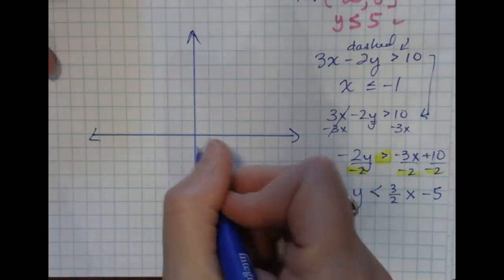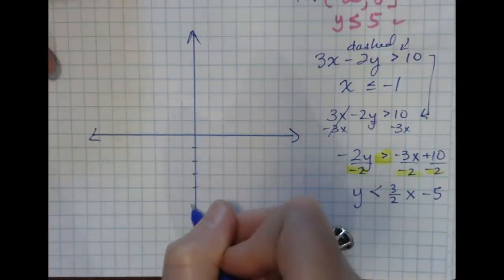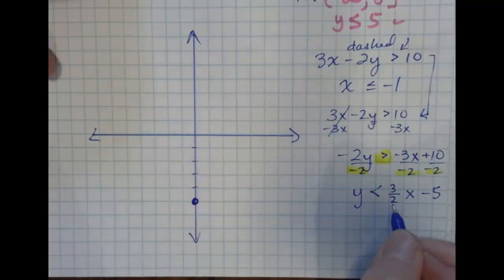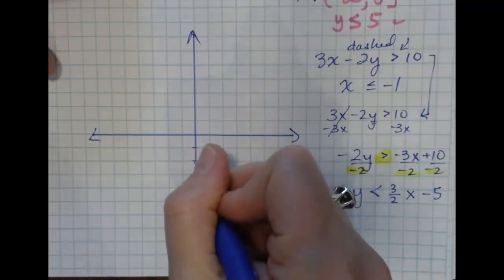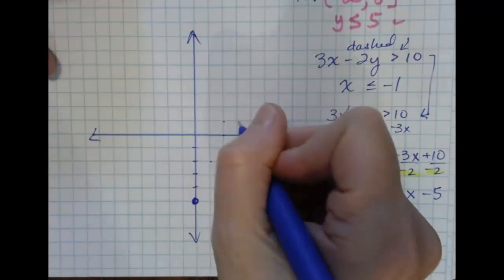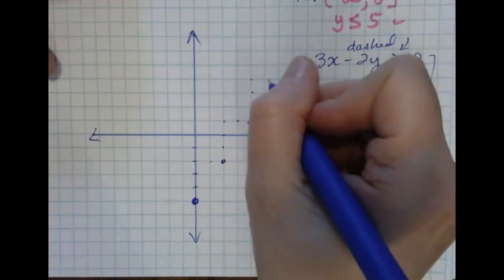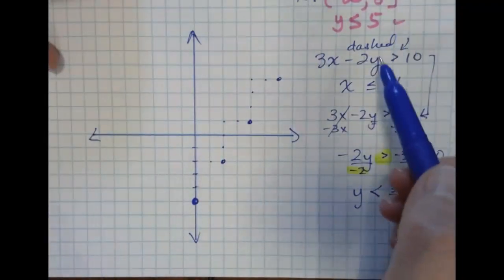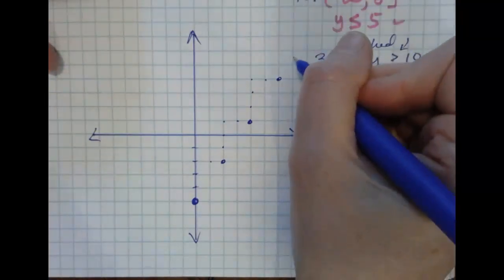So here's our first line. 1, 2, 3, 4, 5 down, slope of 3 up 3 over 2. 1, 2, 3 over 2. And once again, remember it will be dashed or broken.